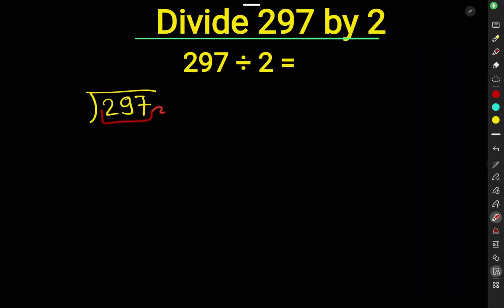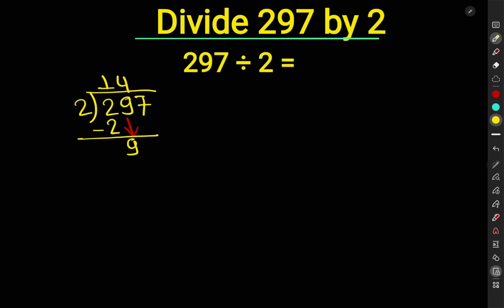Divide 297 by 2 in the long division method. So 2 times 1 means 2. On subtracting we get 0. So now we put down the number beside this 9 and we remove this 0.